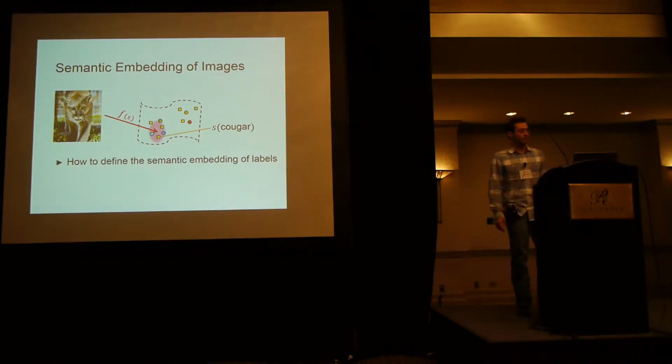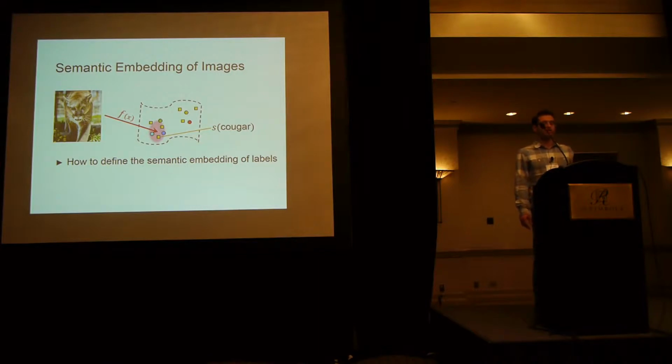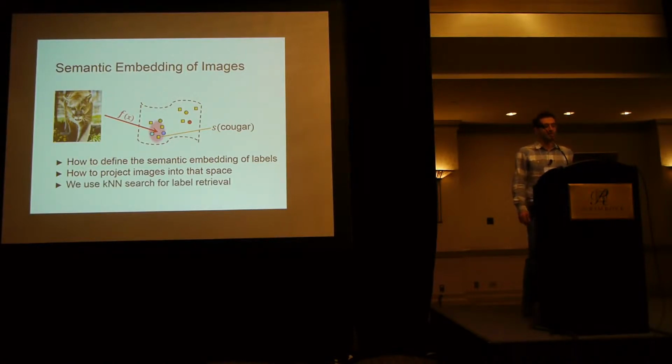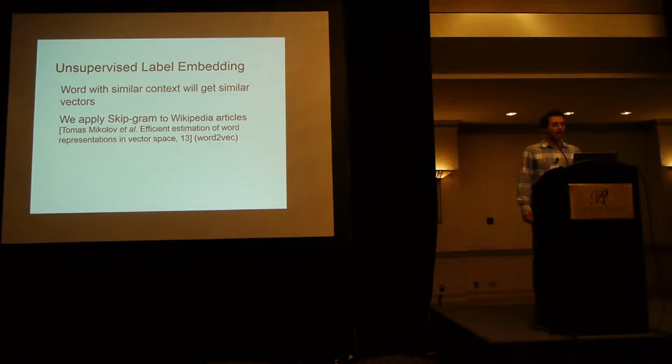Now, there are a few research problems here. One is how to define the semantic embedding of label. Second, how to project images into that space. And we simply use k-nearest neighbor search for label retrieval. For unsupervised label embedding, we use the skip-gram of Tomas Mikolov and colleagues.